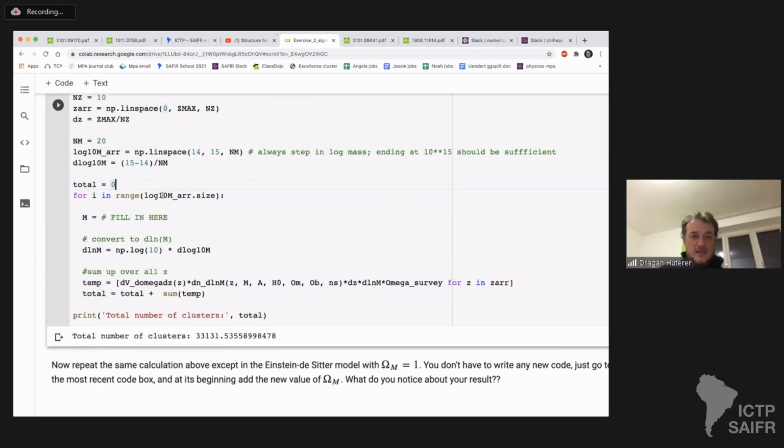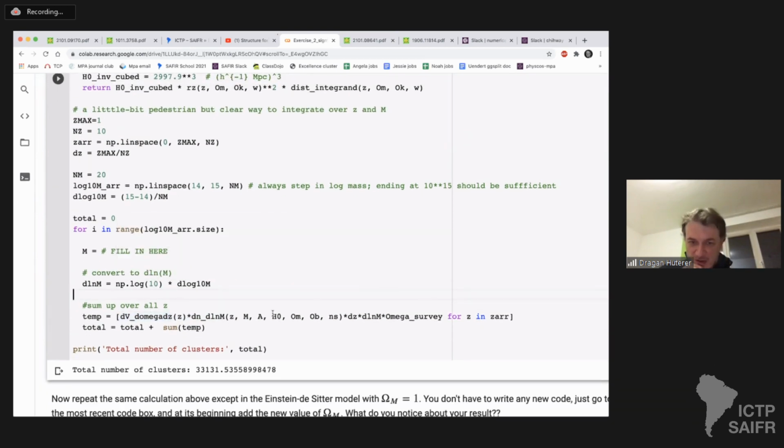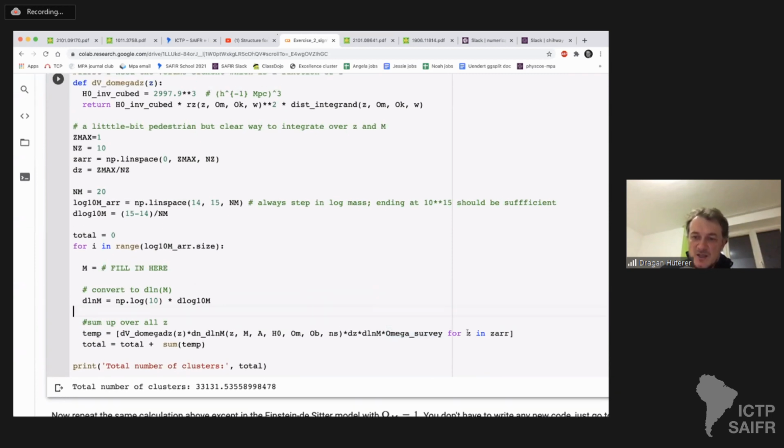Then I need to integrate. I'm going to have, first of all, dV d omega dz. I see. So this was kind of the key line. I filled it out for you already. That expression said, the key part was the mass function, right? The mass function is here times dV d omega dz, which is defined above, times dz dlnM times omega survey. That's not a d anything, right? It's just multiplied by that number. So I'm going to integrate this.